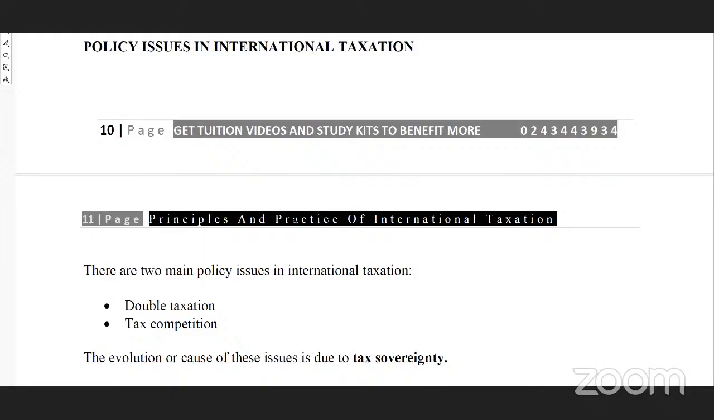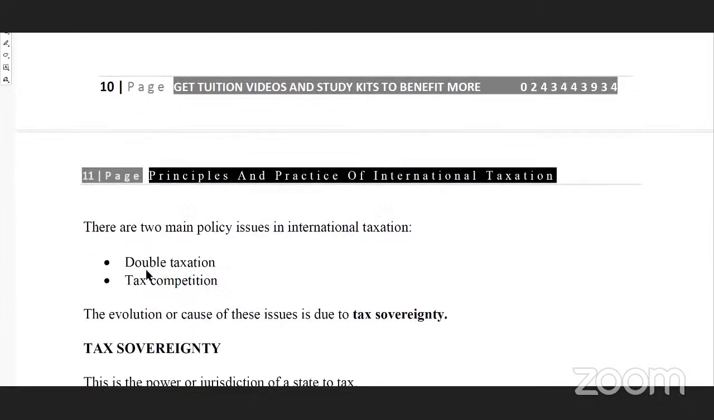So there are two main policy issues in international tax. When we say policy issues, we are just talking about the things that are causing headache in international taxation. And there are two main. One is double taxation and two is tax competition. Okay. And all these things are caused by that thing I told you, tax sovereignty. Nigeria being able to create its own laws, administer and take money. Ghana being able to do the same. South Africa being able to do the same is what is causing all these problems. I hope that is okay.